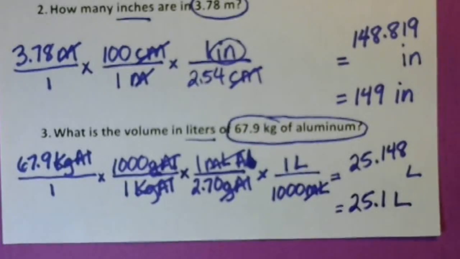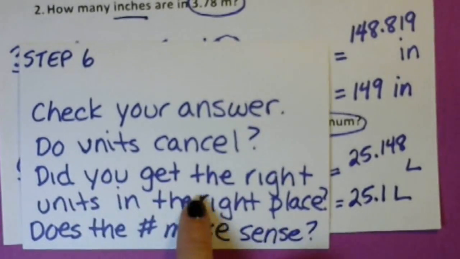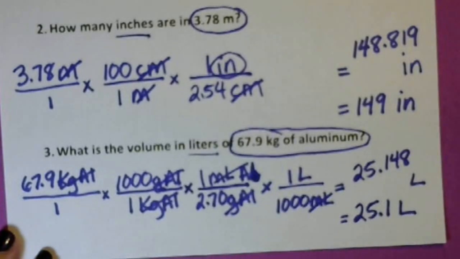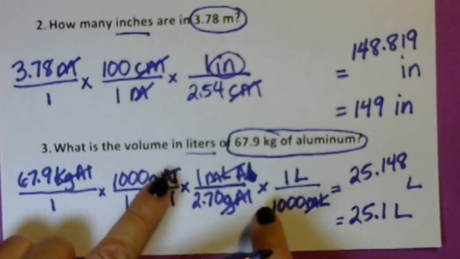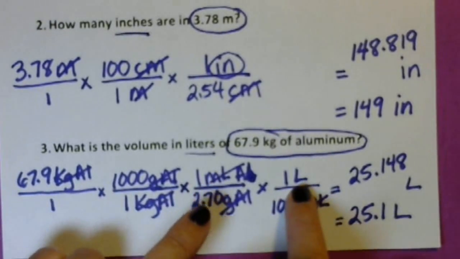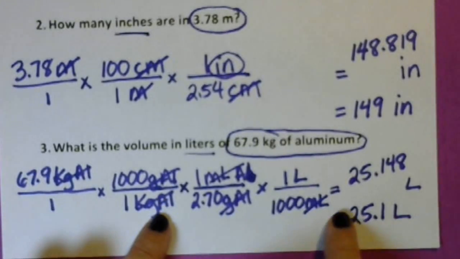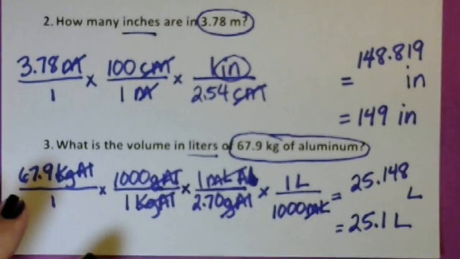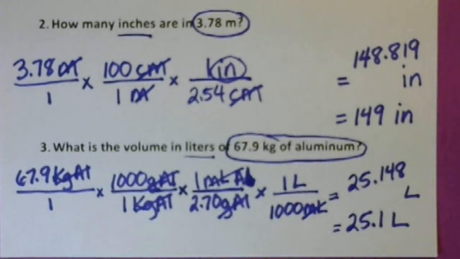And then let's not forget step 6, which I almost did last time. Let's check our answer. Do the units cancel? Did you get the right units in the right place? Does the number make sense? So units cancel: kilograms cancel, grams cancel, milliliters cancel. I get liters in the top. Does the number make sense? Well, this one maybe not as easy to figure out, but it does make sense. 25.1 liters, and that's our answer.